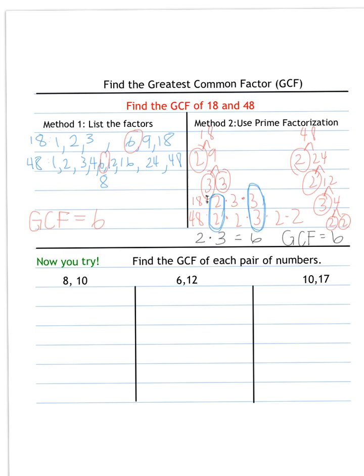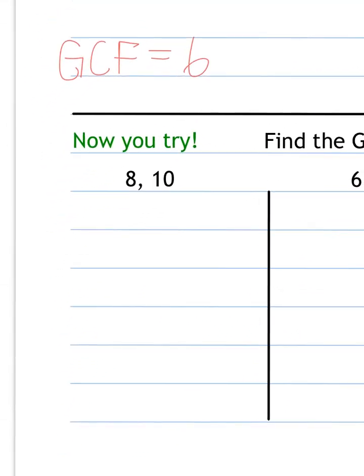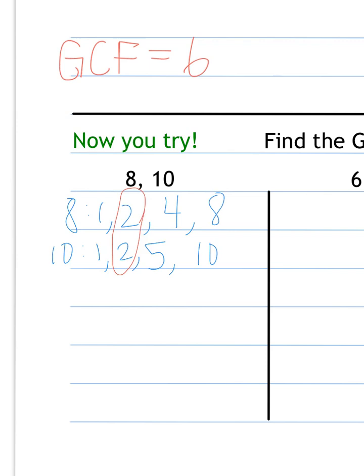For 8 and 10, I'm going to list the factors. I'm going to zoom in here. Our factors of 8. Well, 1 goes into 8, 2 goes into 8, 4 goes into 8, and 8 goes into 8. Our factors of 10, again, 1, 2, 3 does not, 4 does not, 5 does, 6 does not, 7 does not, 8 does not, 9 does not, but 10 does. So for this one, our greatest common factor, we see 2 is in both of them, nothing bigger. So our greatest common factor equals 2.